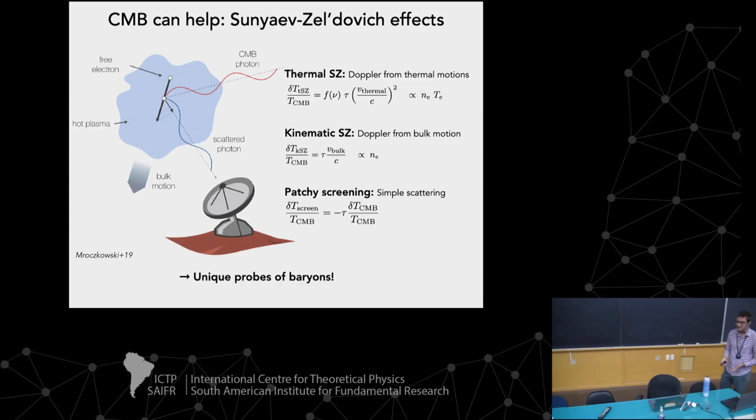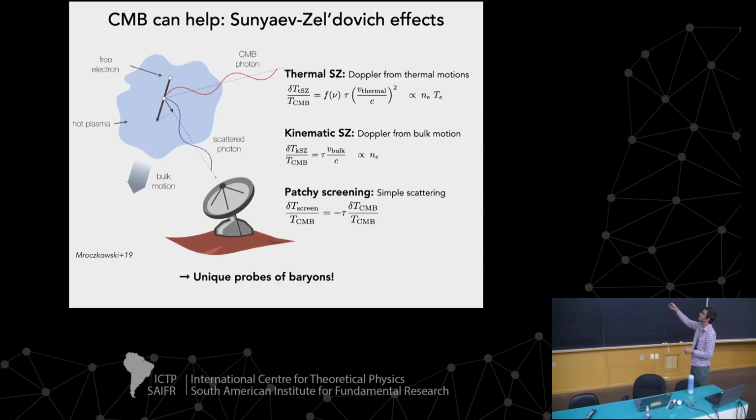The first effect, if you ignore the motion of these electrons, is screening. A very similar effect, actually the same effect that we talked about for reionization, except now instead of scattering at reionization, you scatter in the gas around halos. That change in temperature is proportional to optical depth, or how much gas you have, and just what the original temperature fluctuation would have been without screening. So screening tells you just about how much gas you have.